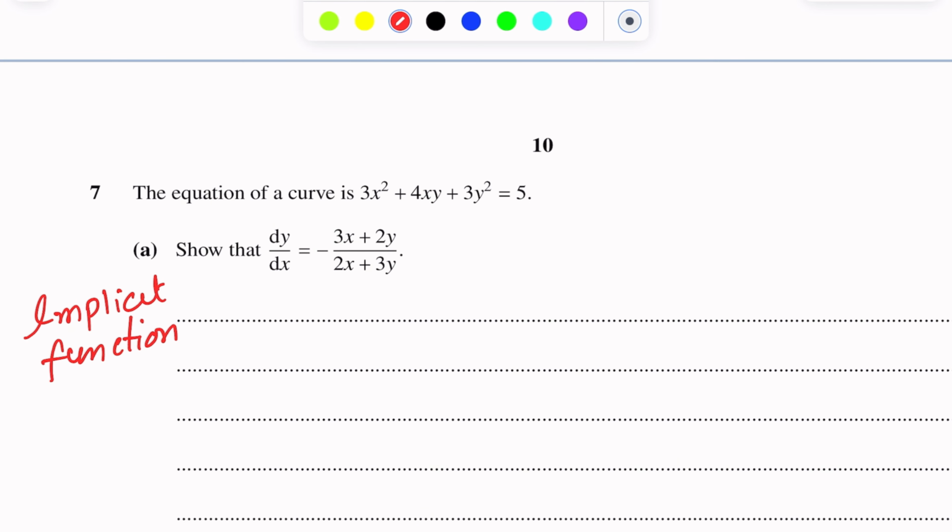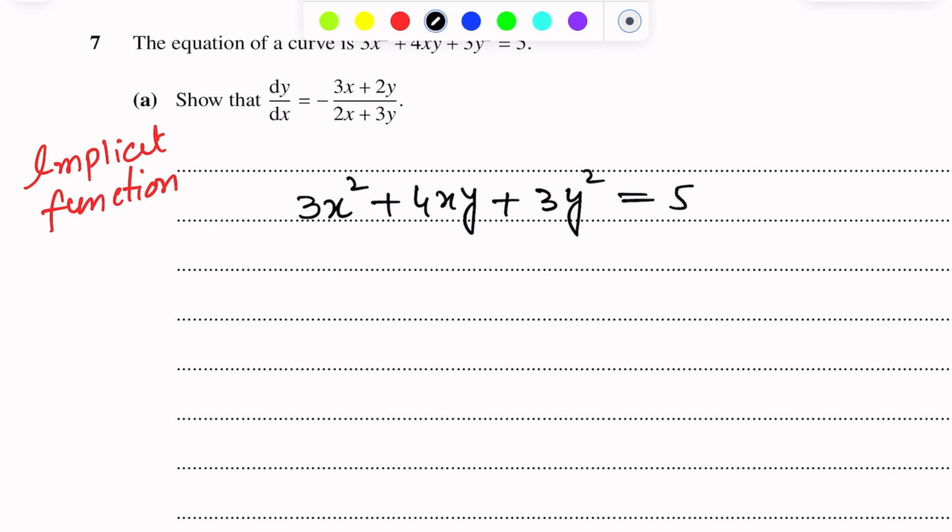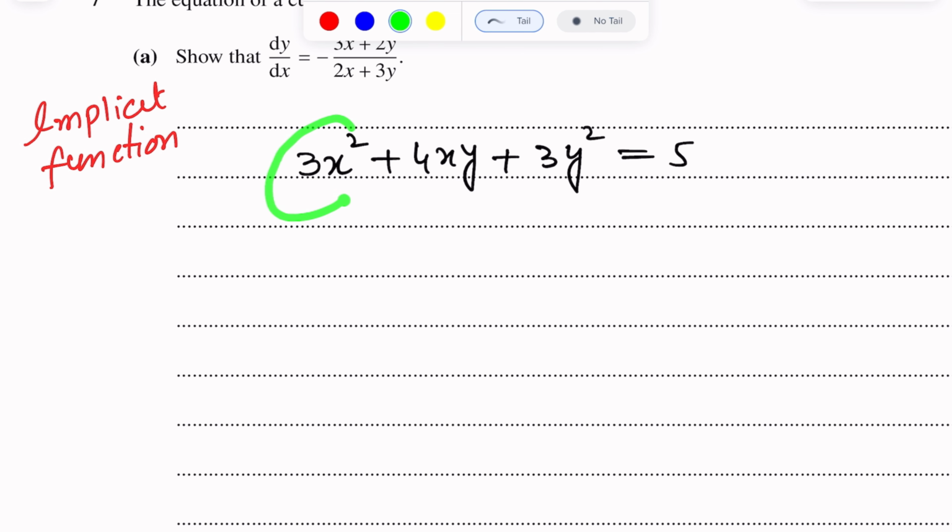First we write the equation, that is 3x square plus 4xy plus 3y square is equal to 5. Now we will differentiate each side with respect to x. The differentiation of 3x square is simply 6x.